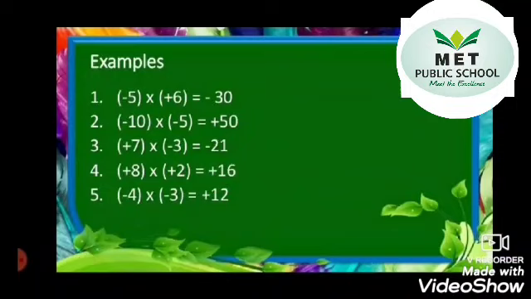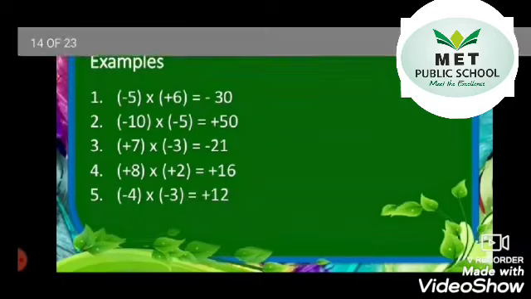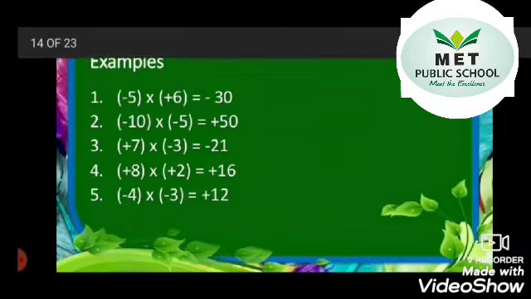Now let us see some examples for multiplication. First one, minus 5 into plus 6. You do normal multiplication, that is 5 6s are 30. After doing the multiplication, remember this: plus plus is always plus, minus minus is always plus, minus plus is equal to minus, and plus minus is equal to minus.